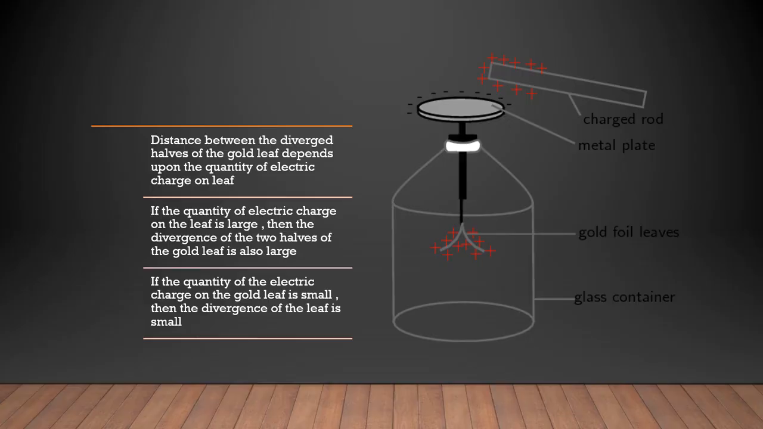The distance between the diverged halves of the gold leaf depends upon the quantity of electric charge on the leaf. If the quantity of electric charge on the leaf is large, then the divergence of the two halves of the gold leaf is also large. On the other hand, if the quantity of electric charge on the gold leaf is small, then the divergence of the leaf is also small.